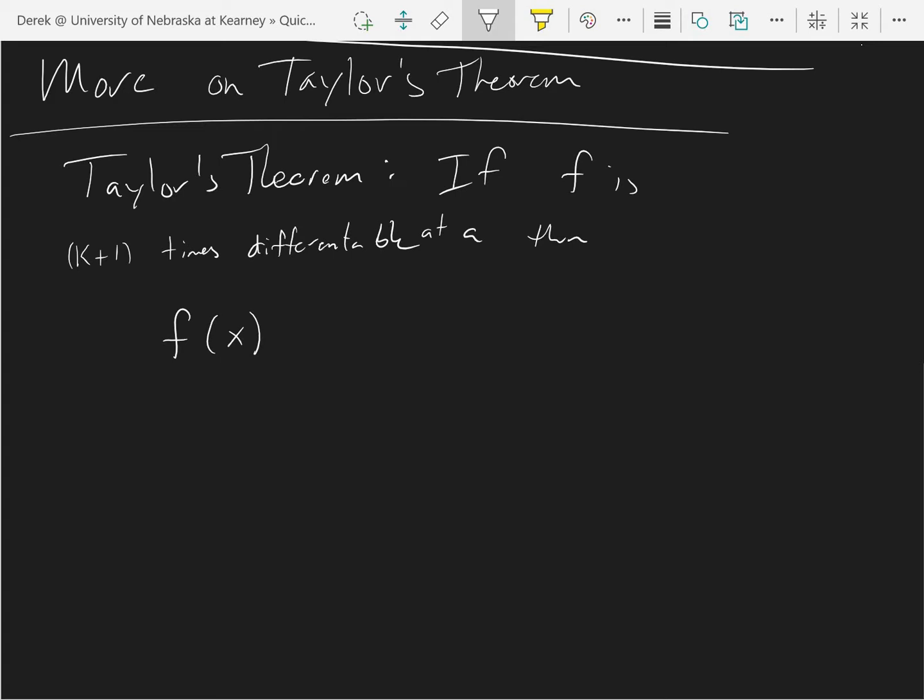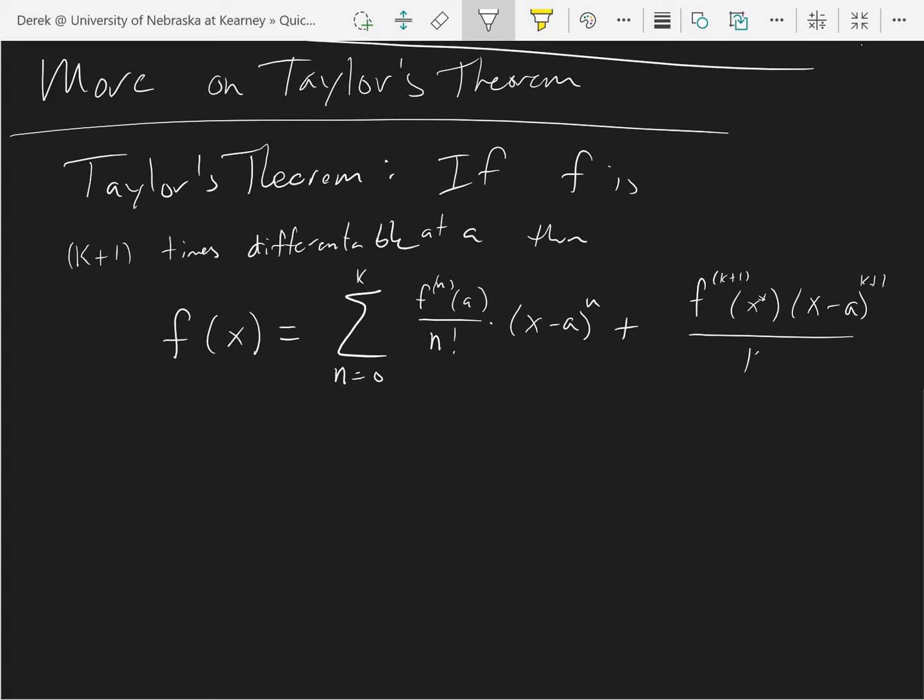f of x is equal to the sum from n equals 0 to k of the nth derivative at a over n factorial times x minus a to the n, plus, so this is the Taylor polynomial, plus some error term, and that error term is the k plus first derivative at some value x star times x minus a to the k plus 1 over k plus 1 factorial. And this x star is between x and a.